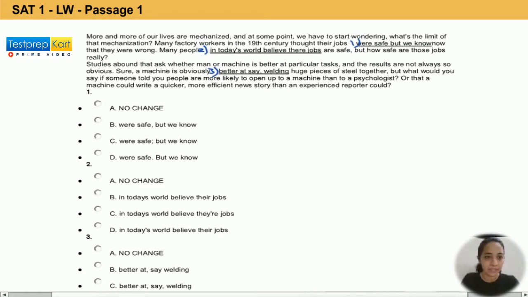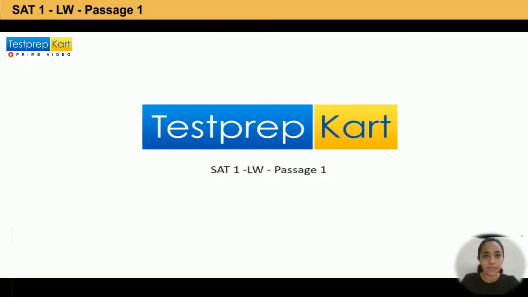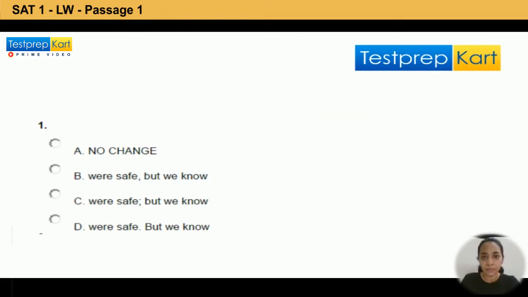So let's get started. As you can see, this is about mechanization. This is the first part. As a first step, let's come back and we'll start with the question. So this is the first question, right? First thing we are going to do on all the questions is we'll look at the answer choices and try to identify an error.